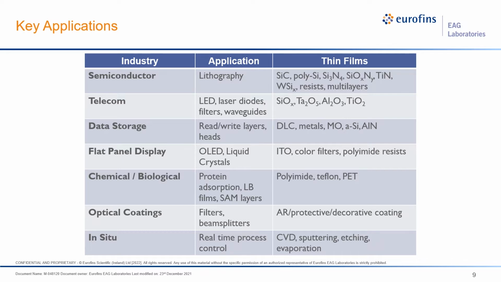I will not cover this topic in this presentation, but it should be noted that ellipsometry is often used to follow deposition processes in real time. It is used for process control in thin film processes such as CVD, sputtering, or evaporation by measuring the thickness of the film during growth.